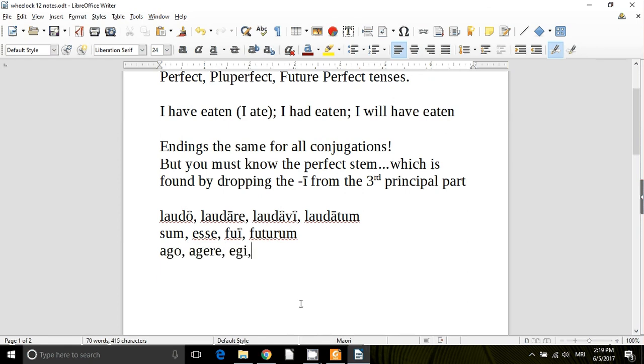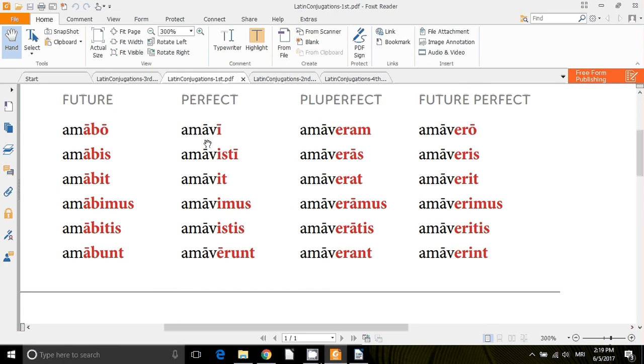We've already seen this: ago, agere, egi, actum. And another one, duco, ducere, duxi, ductum. So we can get very irregular looking third principal parts, irregular looking perfects. So you do need to continue, obviously, to learn your verbs in all principal parts. But let's take a look at what the perfect, pluperfect, and future perfect look like.